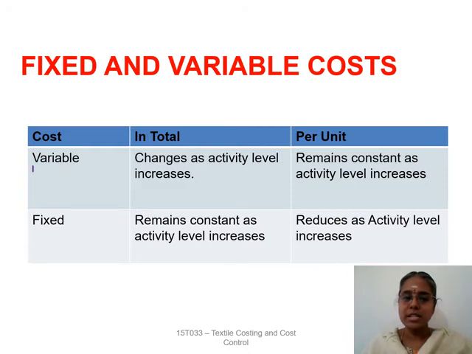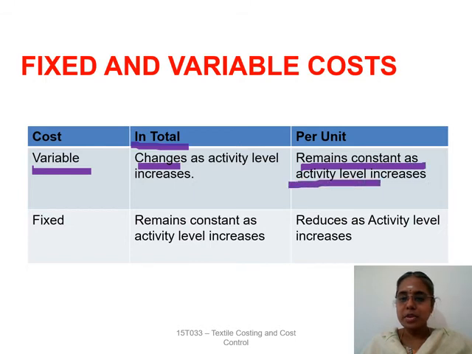Hope you understand this. In total, when it is a variable cost, it changes as the level of activity increases. According to the output, it changes, but its per unit cost remains the same. If it is 10 rupees per unit, it remains the same throughout.